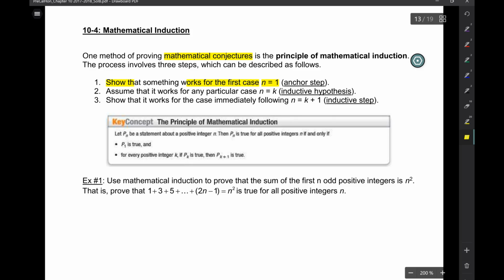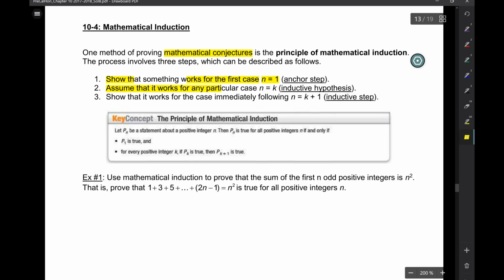Okay? All right, so let's see. If n equals 1, is what you're saying going to make sense? Okay, yes, it's true. Now, assume, so these have to do with the whole world of numbers, right? So assume that it works for any particular case n equals k. So just pick a random k, like pick a random number, and let's assume that it works for that one.